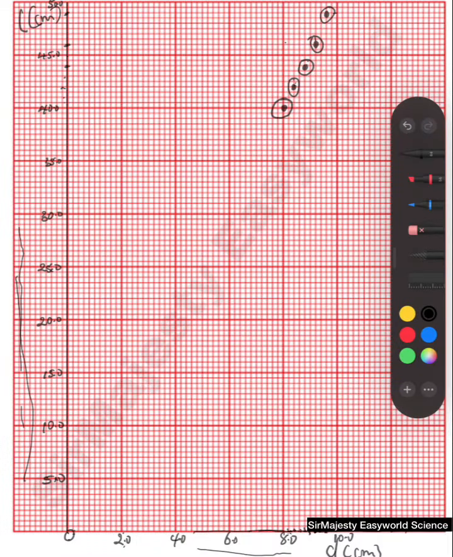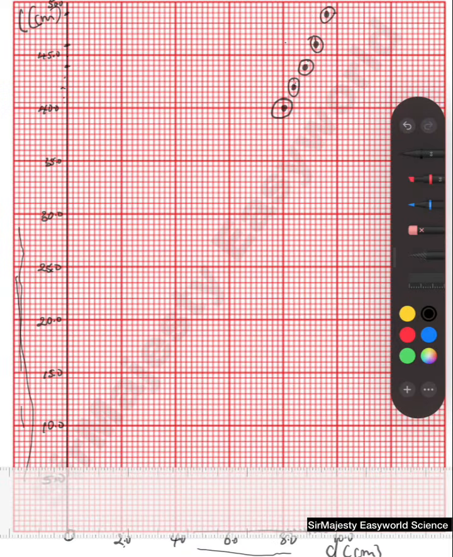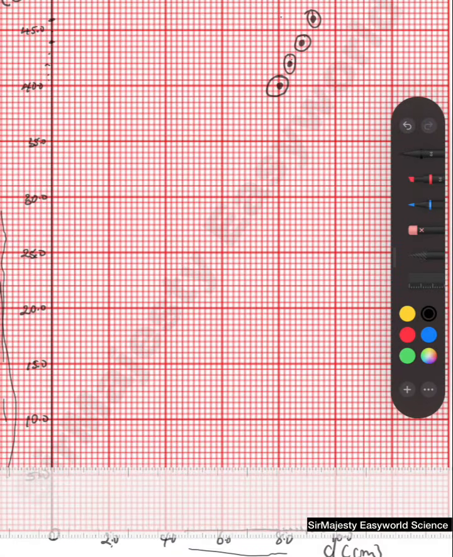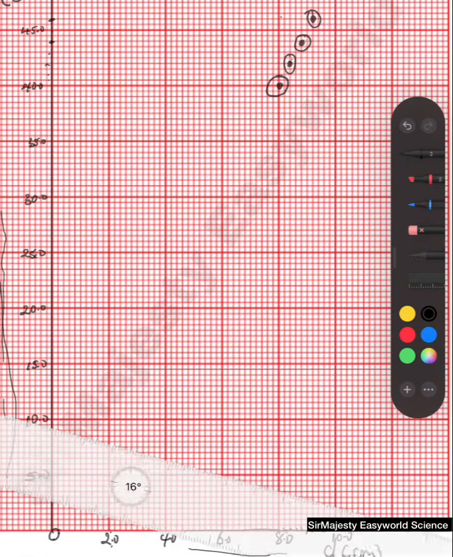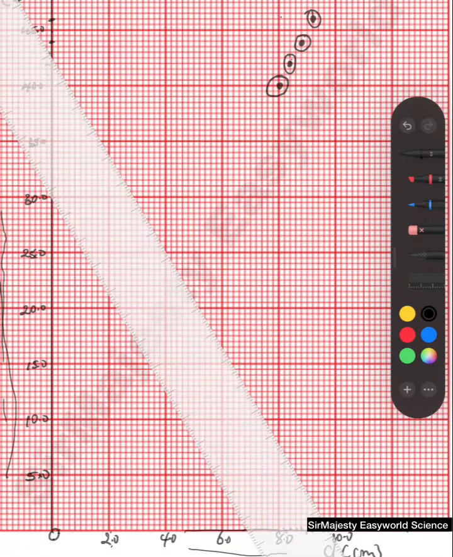Then it is now for you to join. If you look at my graph now, I have 5 points. And remember, this is a practical, and all of them may not enter. Look at the method of joining. Let's see how we join our line with the meter rule. Let me see the one I can join.